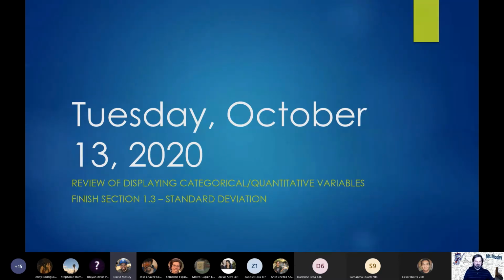We briefly touched on standard deviation. I showed you how to find it on the calculator. We're going to do an example today and find it by hand. It's not as terrible as it may seem, as long as you stay organized. So we'll see that today, talk about that. But to start, some things from what I graded.